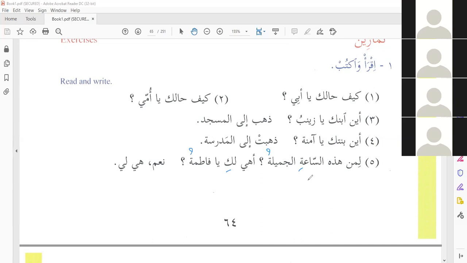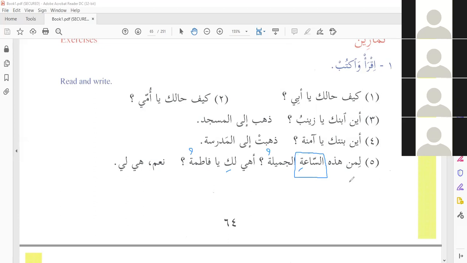Now, I'm going to pick on you just a little bit because you said liman hadhihi sa'atil jamilatu. So, in what grammatical case is sa'ati, and why does it have a kasra? I was trying to put kasra, but I know that this is a nominal sentence, and it just came to my mind that it is also a feminine word, because it is asking about a female, that's why.